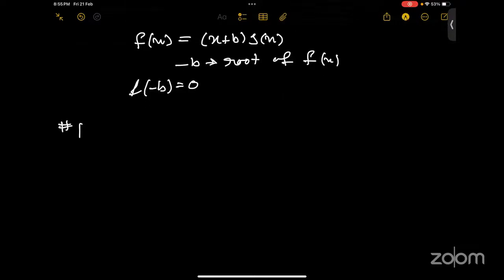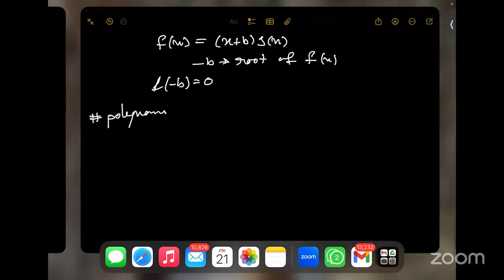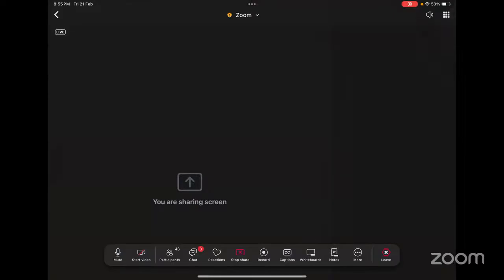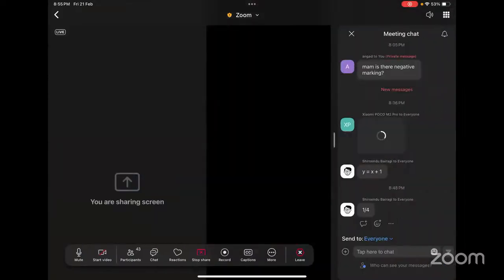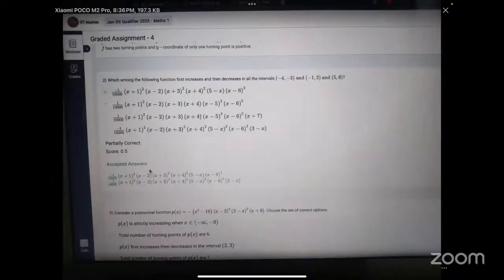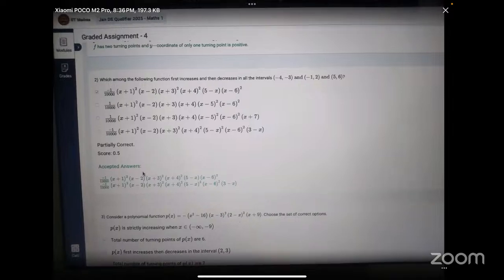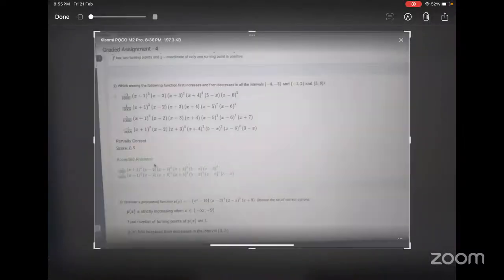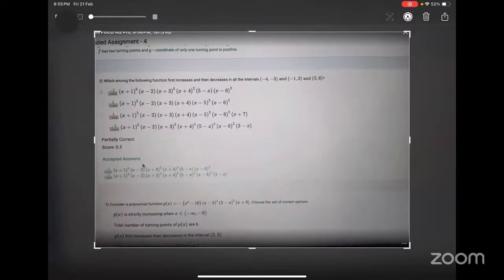Then we know about polynomials, right? Ma'am, I have sent you a question from polynomials. This one? Yes. What is the problem? Actually, ma'am, when the coefficient of the leading term is negative, the whole graph is inverted, and why is it so?